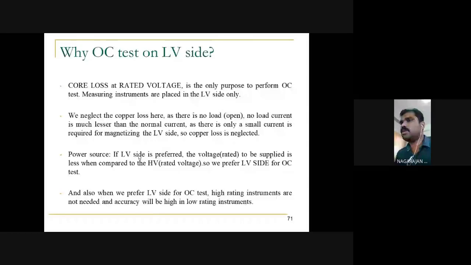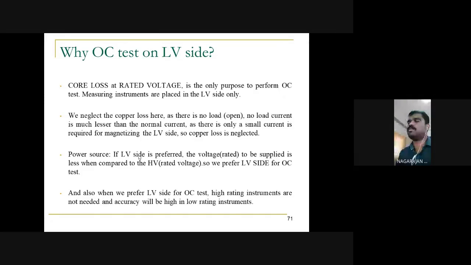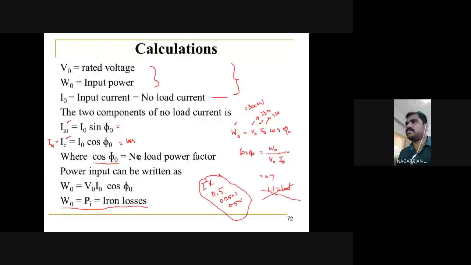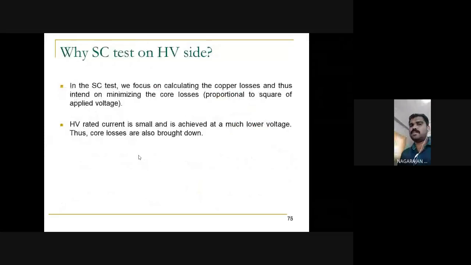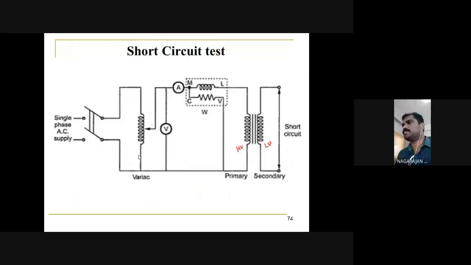Bringing out 200 volts from any source is easy. That will be readily available inside the laboratory. Without any power converter, we can get 200 volts. So that is the reason we were going for low voltage side while performing open circuit test. Similar reason here: in short circuit test, we will consider the current magnitude.